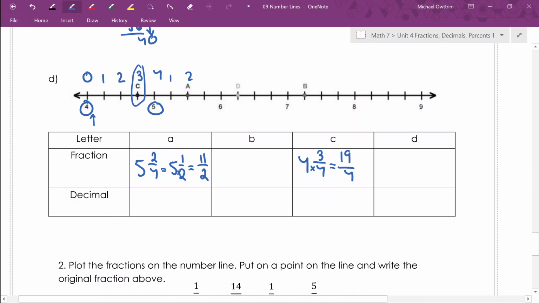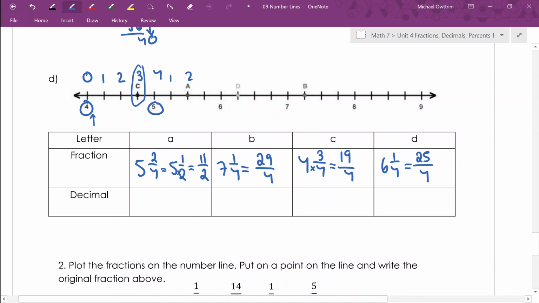B is 1 tick past 7, so it's 7 and 1/4. We know that that is going to be 7 times 4 is 28, plus 1 is 29/4 as an improper fraction. And D is 1 tick past 6, so 6 and 1/4. Which is, 6 times 4 is 24, plus 1 is 25/4 as an improper fraction.